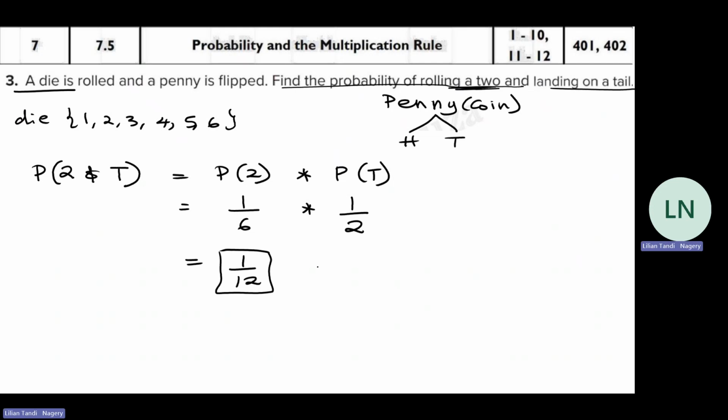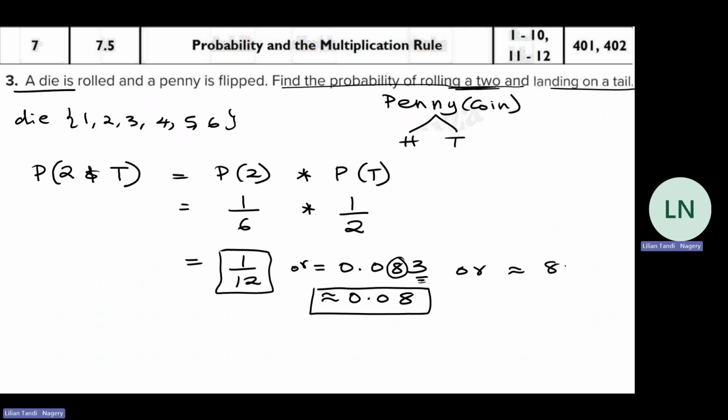Change this to decimal. You should get 0.083, or, and then round, circle the hundredth. You're not adding, so 0.08 approximately. And then change that to percent. That should be approximately 8%.